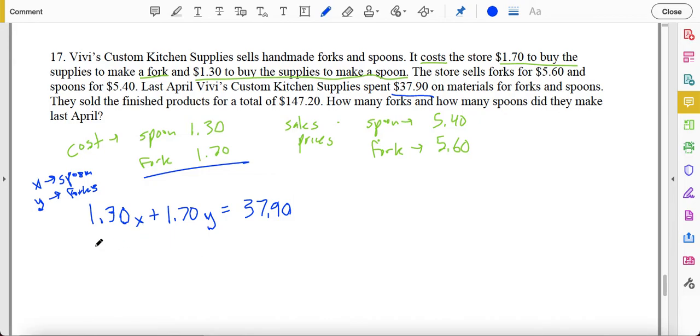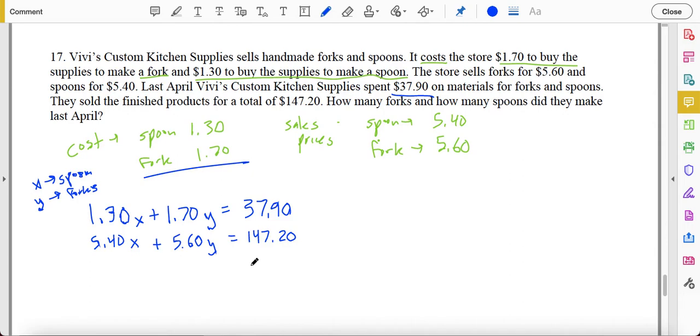So spoons, $5.40 times this, so that's the price of the spoon times however many spoons, plus the price of the forks times however many forks, equals a total of $147.20. Okay, so how many forks and how many spoons did they make last April? All right, I don't see a real easy way for us to use elimination here.